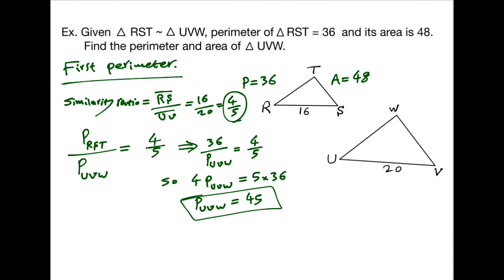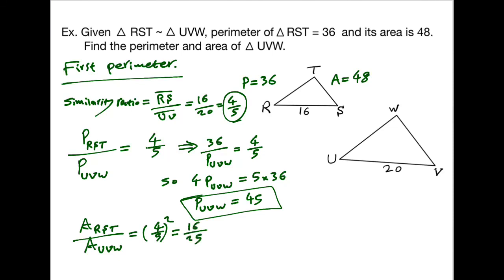Let's find the area. The area is the same procedure. The same method that we used here for perimeter, we can apply it for area. So what is the ratio of the area of RST over the area of UVW? Remember, the previous theorem tells us that the ratio of areas is the square of the similarity ratio. So I have to square this number. 4 over 5 to the power 2, which is 16 over 25.